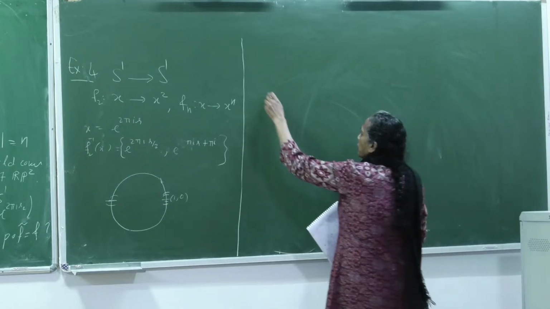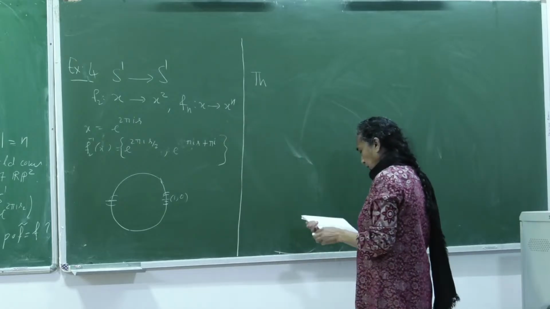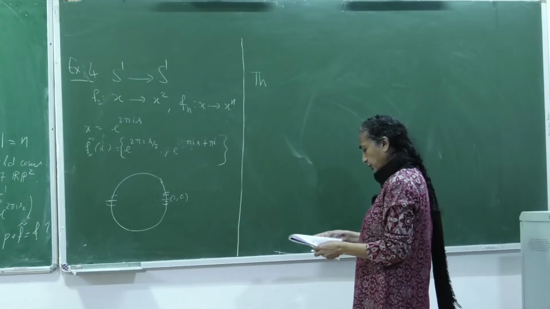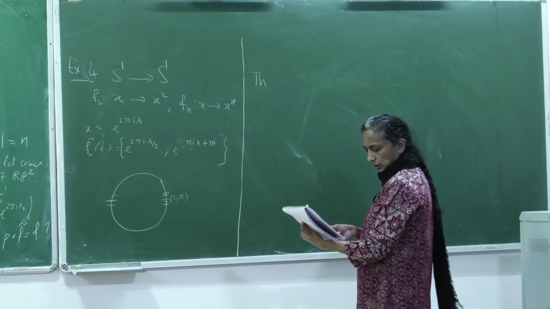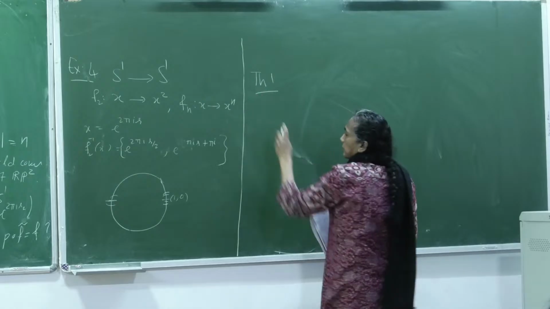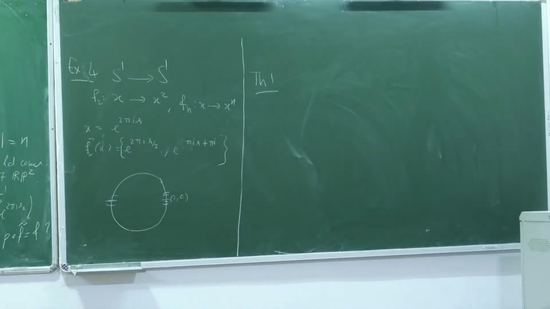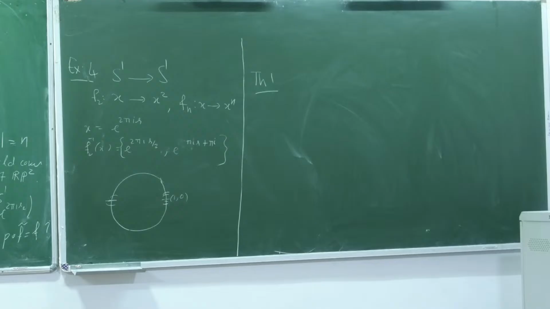Yeah, so I have called this theorem 2, theorem 1 maybe somewhere. I forgot one theorem. Not only is this covering map surjective, but it's also an open map. What is an open map?